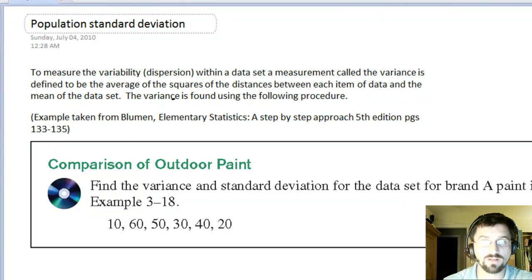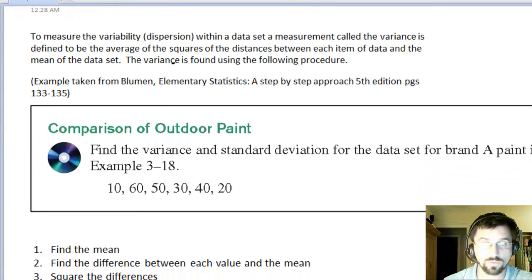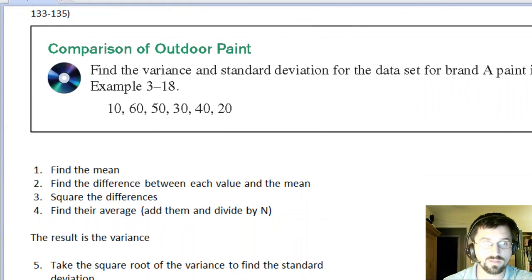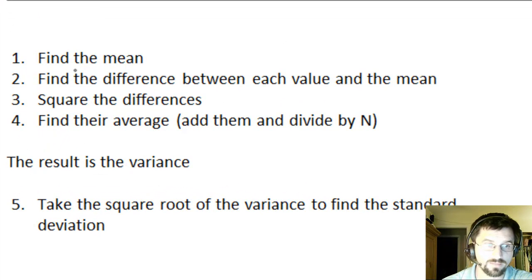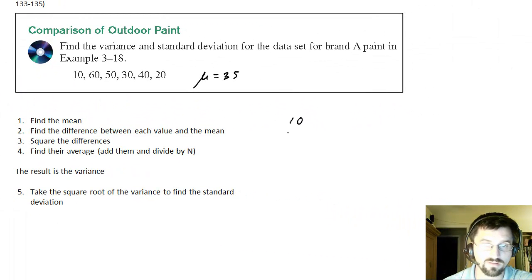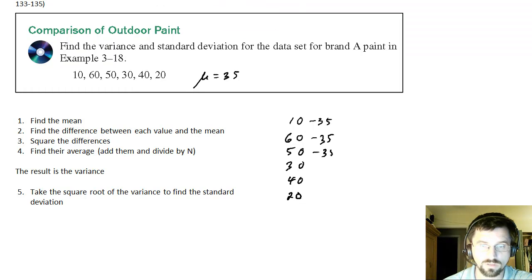It's found using the following procedure, and I'm going to repeat the procedure one more time using the paint cans again from Group A. First things first, find the mean. We remember the mean is 35. Now you find the difference between each value and the mean. So you list all the values. Doesn't matter what order you list them in. And you subtract the mean from each one because we're looking for the differences.